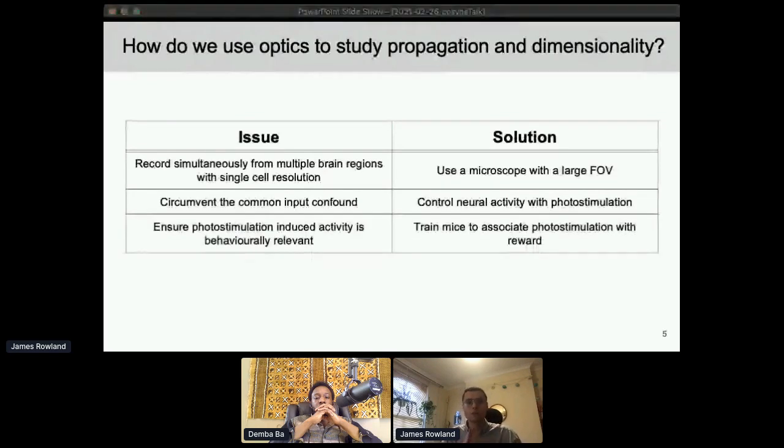And finally, we want the propagation of activity to not just be passive, but to be behaviorally meaningful to the animal. And we can do this by training mice through operant conditioning to associate the photostimulation with reward. And I'll get onto how we do that in a few slides' time.